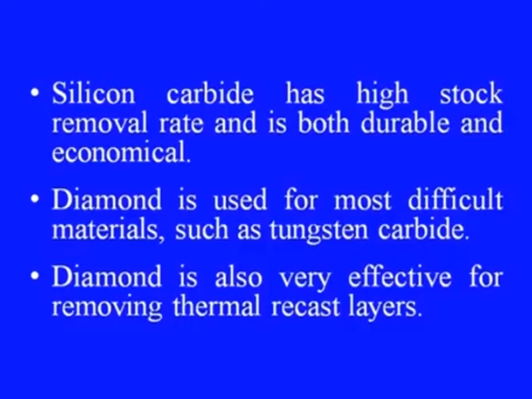Diamond is basically used for the most difficult materials such as tungsten carbide, and it is effective for removing thermal recast layers. The abrasive grains to base material ratio in this process can vary from 2 to 12. The additives are mainly used to modify the base material properties. They help to get the desired flowability and rheological characteristics of the media.